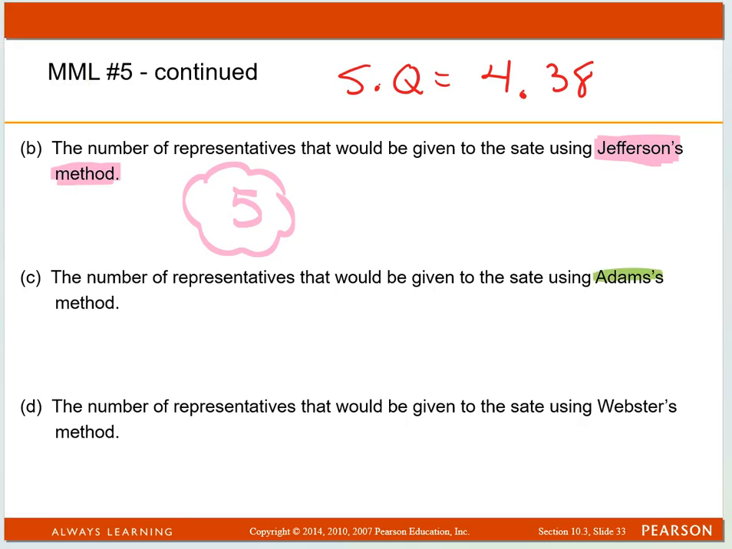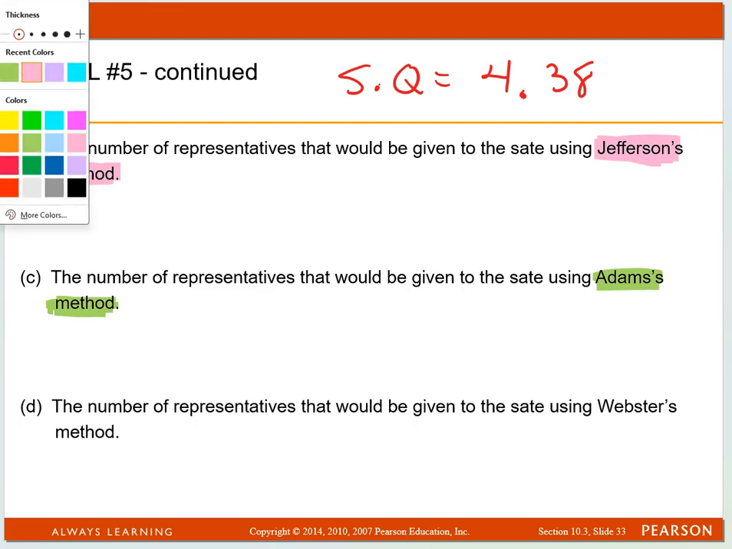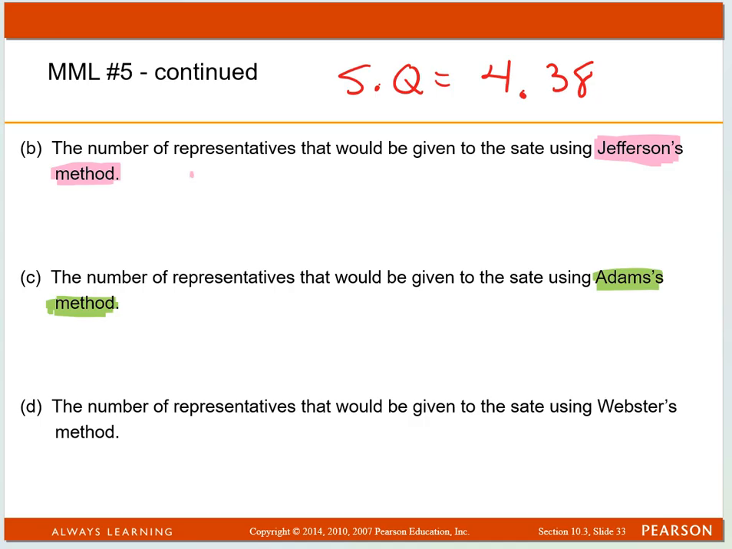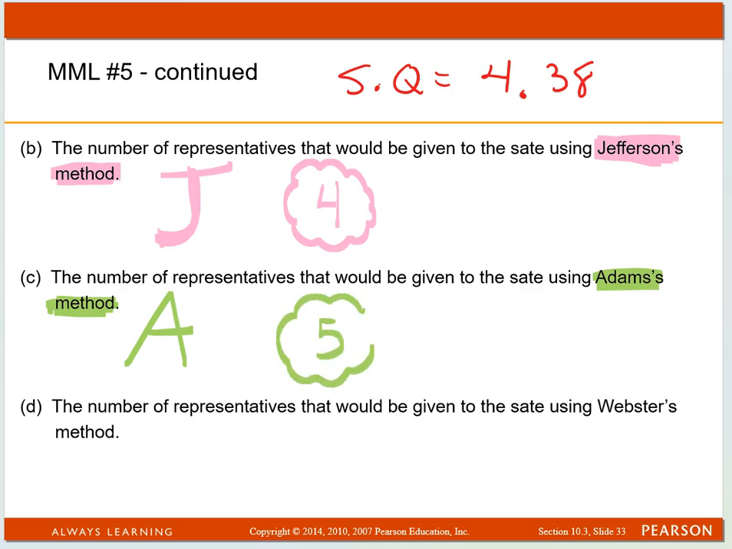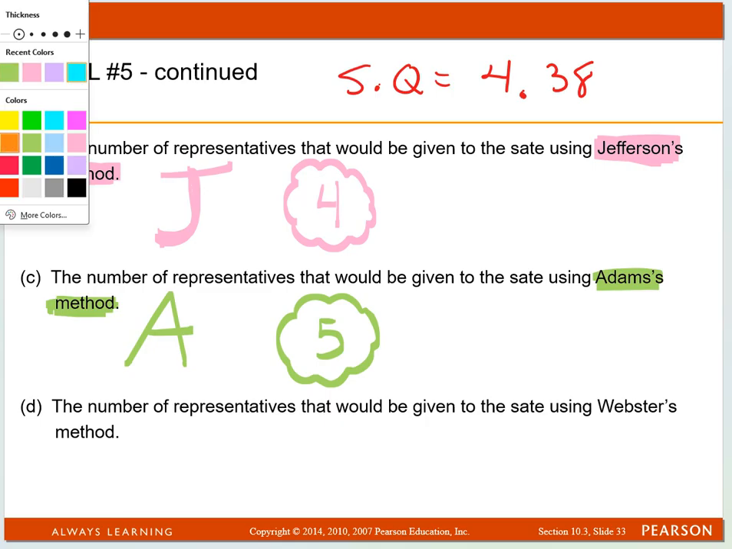Then you go to Adams. Adams. I'm sorry, my bad. Jefferson. Jefferson rounds down. He goes to the lower quota, which would be 4. So for those of you that are like, what is she saying? She's confusing me. Yeah, I'm confusing myself right now. I apologize. Okay, Adams. Adams is A. That rounds up, so he would go to the upper quota. He would be 5. And then we got Webster.